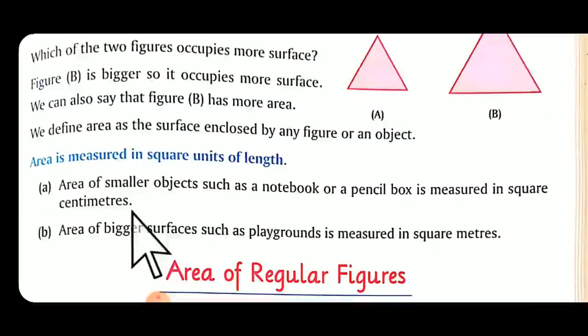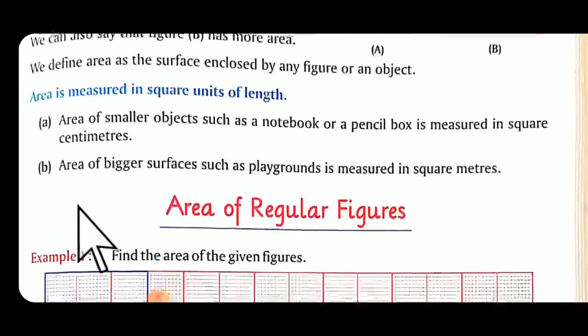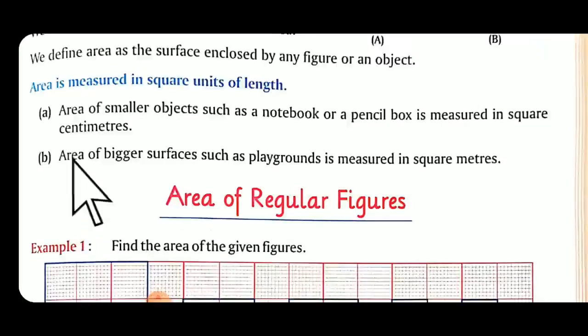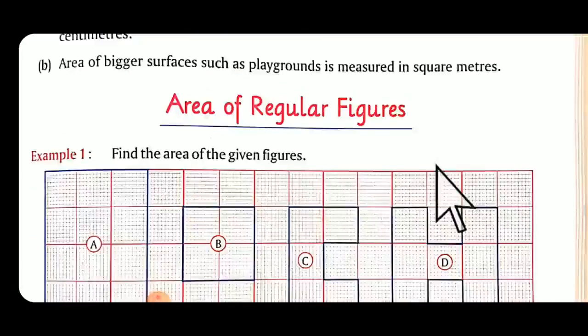How are you going to measure the area and write down the answer? Area is measured in square units of length. If it is smaller, centimeters. If it is bigger, we write it in meters. Area of small objects such as notebooks or a pencil box is measured in square centimeters. It won't take meters, it will be only centimeters. So square meters we are going to write in front of the answer. Area of a bigger surface such as a playground is measured in square meters. Before writing meter we are going to write square.